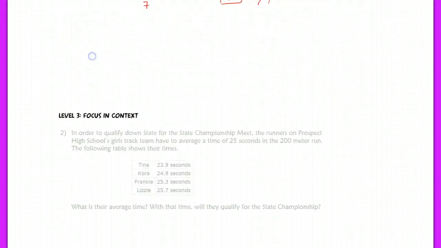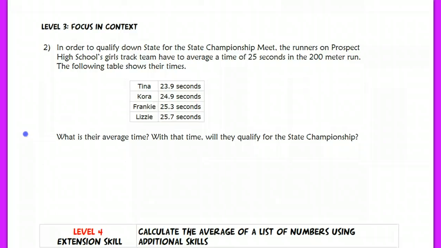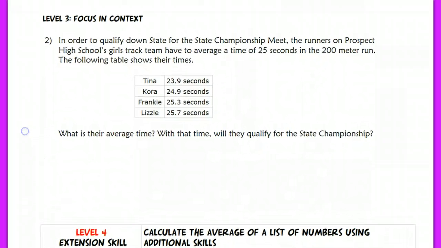All right, now, our focus in context question here has us looking at a table for our information. So it says, in order to qualify downstate for the state championship meet, the runners on Mount Prospect High School girls track team have to average a time of 25 seconds in the 200-meter run. The following table shows their times. So Tina, Cora, Frankie, and Lizzie's times are given here, and it asks us to find the average time.